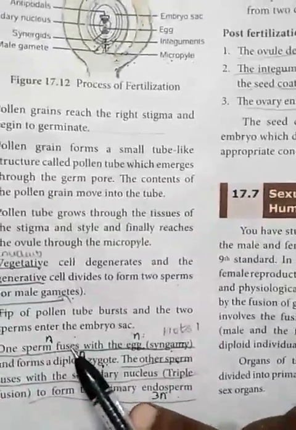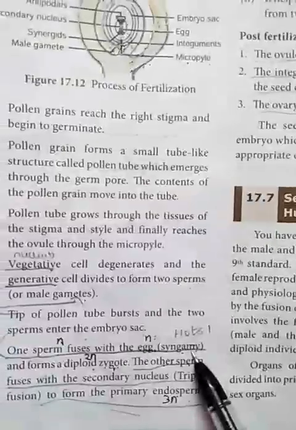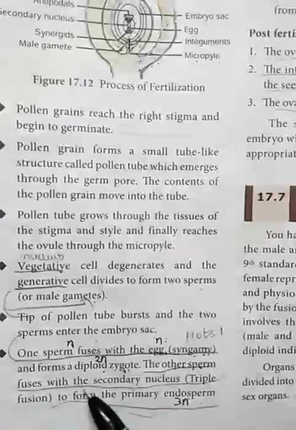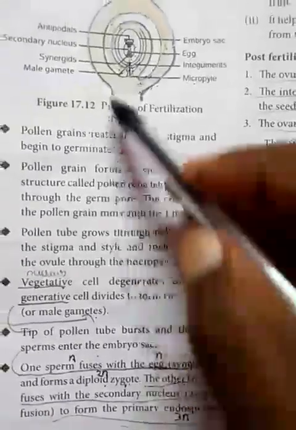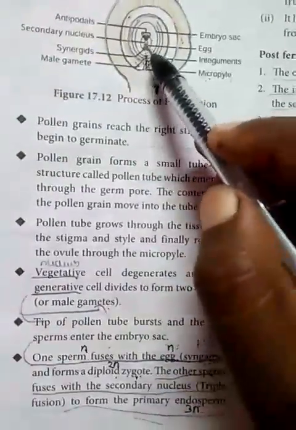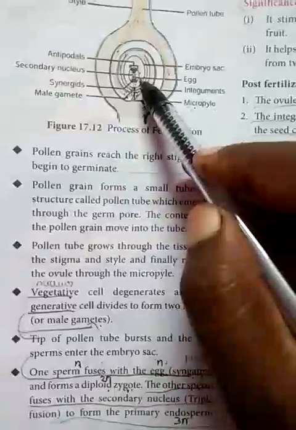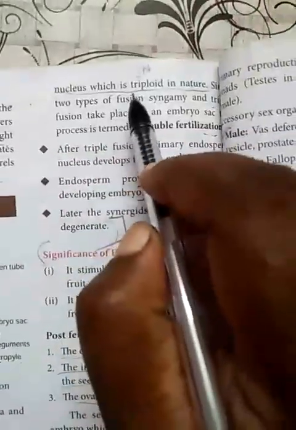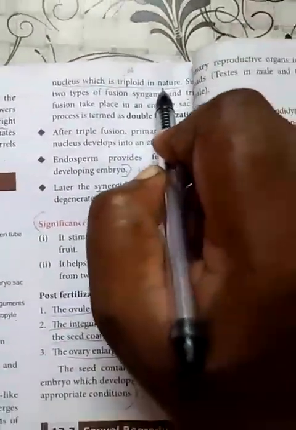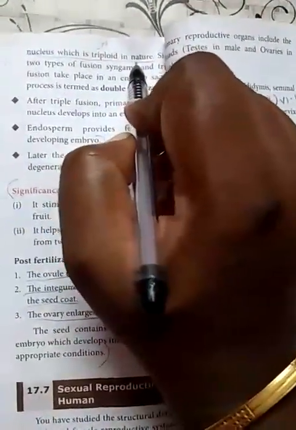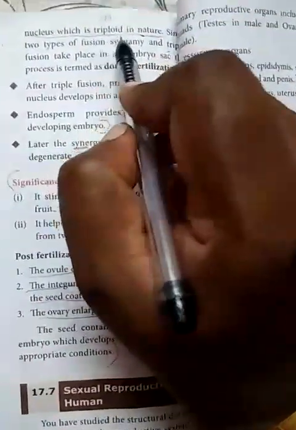Already we have studied that fusion of the male gamete with the egg is called syngamy, or fertilization. Another male gamete will fuse with the secondary nucleus. Now three cells are fusing here, one male gamete and two secondary nuclei, fusing together. So this fusion is called triple fusion, and it leads to the formation of the primary endosperm nucleus, which is triploid in nature. As I already told you, the male gamete is haploid, 1n, and the secondary nucleus is 2n. So it forms a triploid condition, 3n.